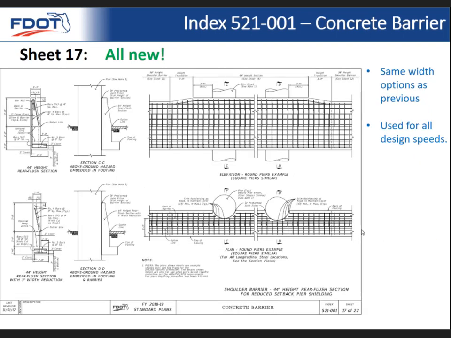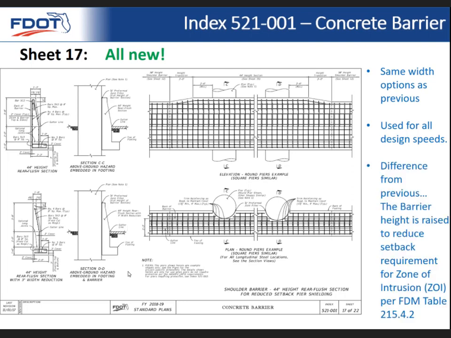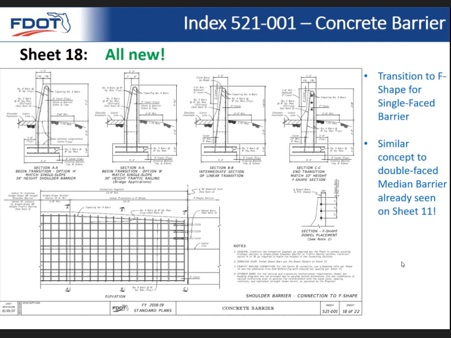And so on the following sheet, it's the same basic concept, except for this one is used for all design speeds. And because of that, in order to reduce the setback requirement, we've raised up the barrier, basically to reduce that setback requirement of the FDM, reduce the zone of intrusion. And so for all design speeds, you've got to raise the barrier up a little bit higher.